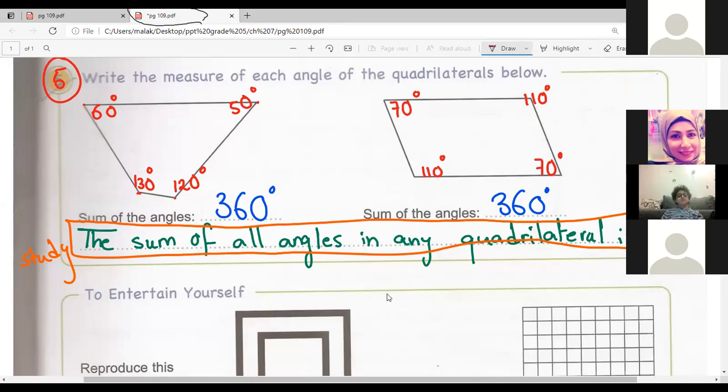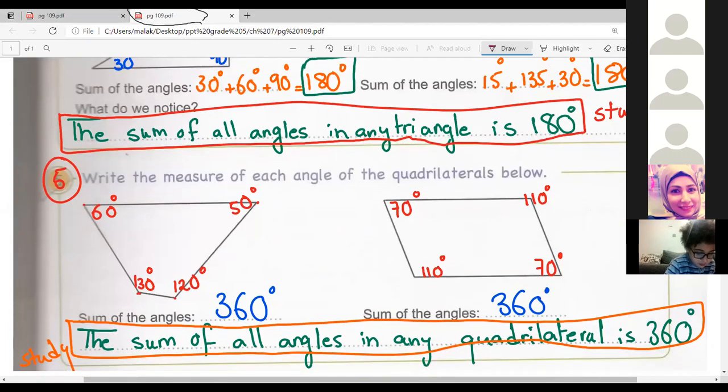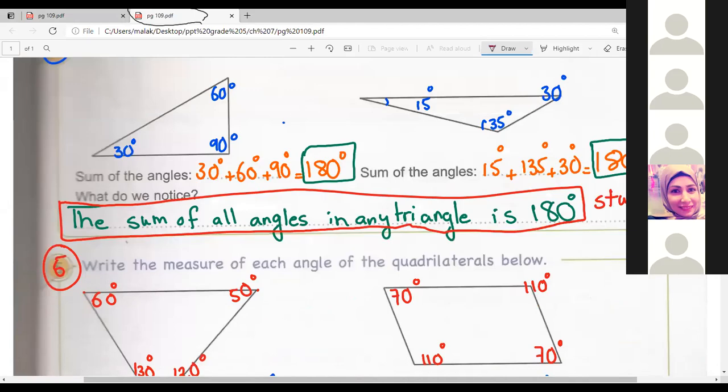So let's repeat again. What is the sum of all angles in any triangle? Any triangle, the sum of all angles is 180 degrees. Bravo. The sum of all angles in any quadrilateral is 360 degrees. Bravo. So just study these two: the sum of all angles in a triangle is 180, in a quadrilateral 360.